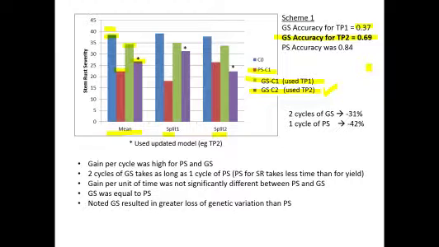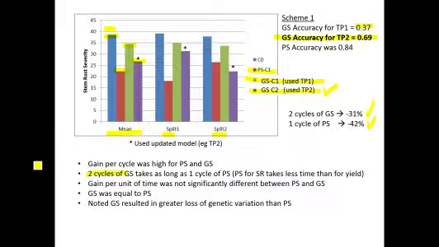And as we know from some of our previous discussions, with a more accurate model, you should get a better gain from selection, and that certainly seems to work here. 2 cycles of genomic selection decreased disease by 31%, and the 1 cycle of phenotypic selection decreased disease by 42%. Our gain per cycle was actually pretty high for phenotypic selection and genomic selection. The 2 cycles of genomic selection takes about as long as 1 cycle of phenotypic selection.